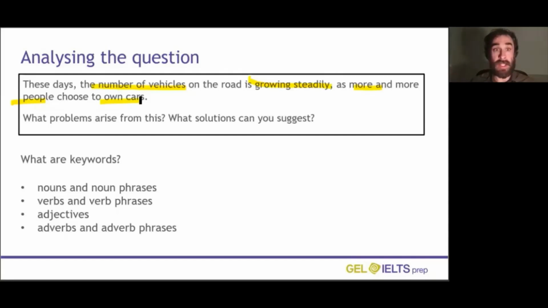What do we need to do in this essay? What problems arise from this? And what solutions can you suggest? So this first phrase, problems arise, is important because it means we need to talk about the effects. Arise from means are caused by. So what problems arise from this? And we also need to talk about solutions. How are we going to solve this problem?